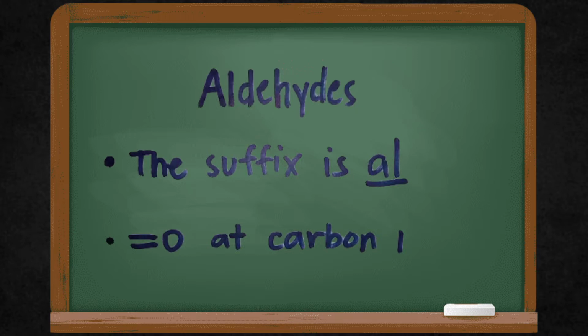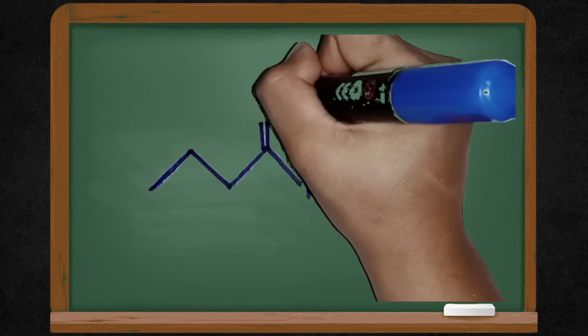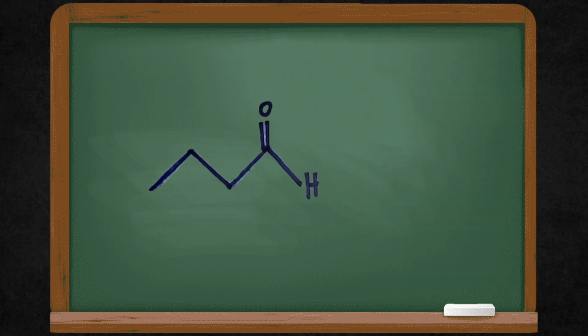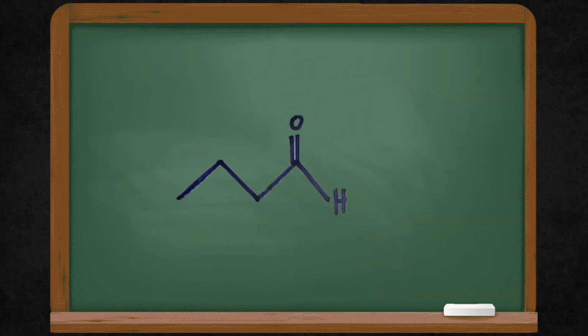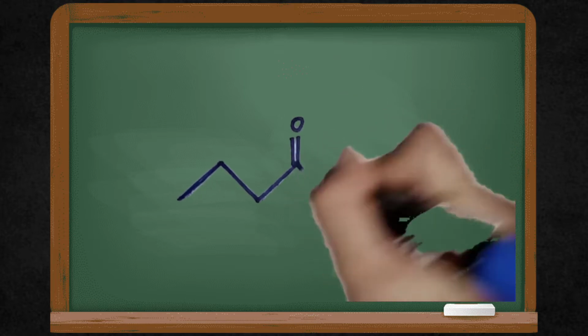The double bond and oxygen are placed at carbon 1, which means we don't need a number to tell where the double bond and oxygen are, because it has to be in the very beginning. So how to name an aldehyde group? In naming an aldehyde group, identify first the longest carbon chain in the structure.